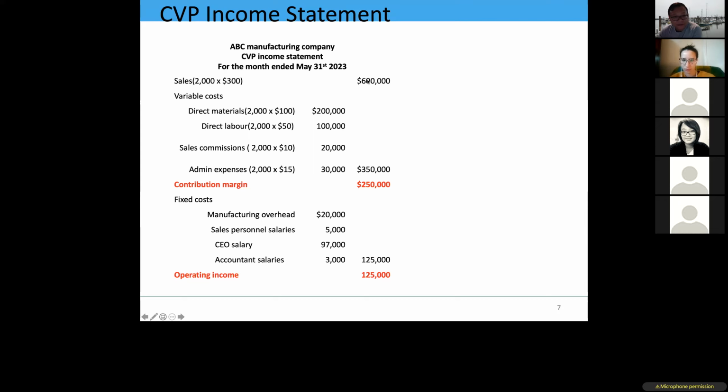You start with sales: $300 per unit times 2,000 units, that's 600,000. Then you work on the variable cost component. We figured out the total variable cost is 350, and my total contribution margin is 250. We have already calculated this. And the total fixed cost is 125. The difference, 250 minus 125, that's my operating income, 125,000. So that's a good condition. I have enough contribution margin to cover my fixed cost. Are we okay with this? Anyone have any question? No, we're okay.